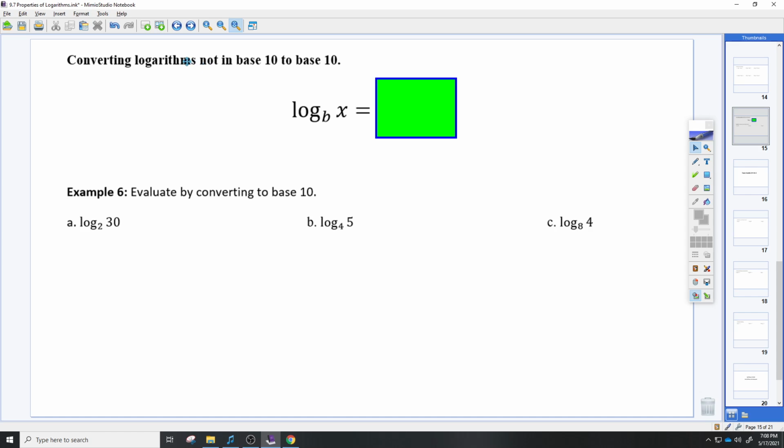All right, converting logarithms not in base 10 to base 10. So I think at school with our new calculators that I have this year, I think we're going to have to do this unless I figure out a way to do the bases, because our calculators may not be able to do bases.